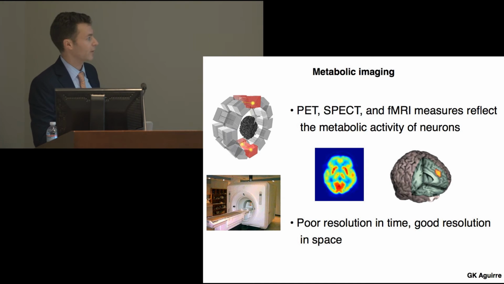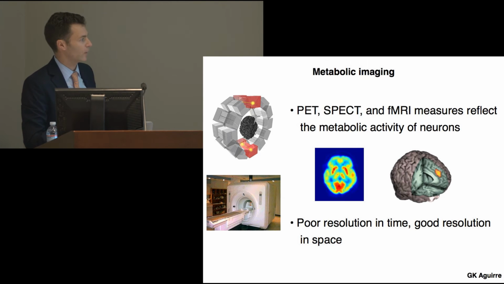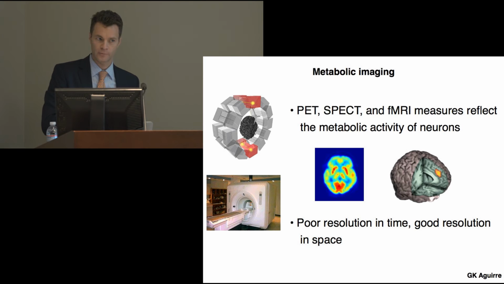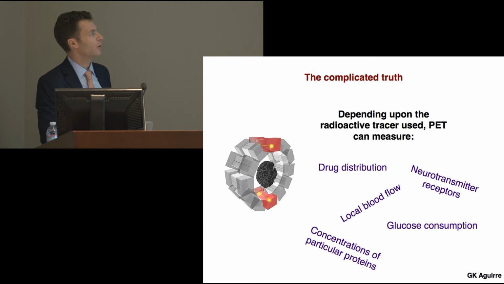We'll talk about that more in a second. All of these techniques have the property that they have poor resolution in time, because this metabolic activity and the flowing of blood is a relatively slow thing, but good resolution in space. You tend to get pictures with better spatial resolution.